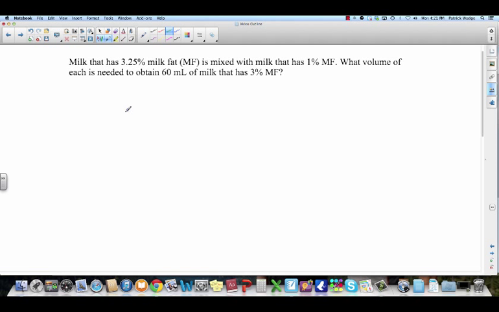So this is a classic. This is where you have an amount, like for example in this question you have milk that has 3.25% milk fat. It's mixed with milk that has 1% milk fat, and you have to figure out how much of each is needed to obtain 60 milliliters of milk that has 3% milk fat. So this is very common in these mixture questions where you have a certain percentage of acid or of milk or of, I don't know, gold or whatever, and then you mix them together and you have to get a certain different percentage.